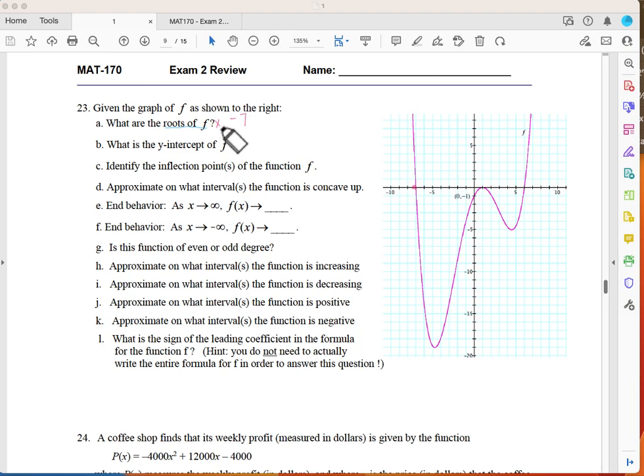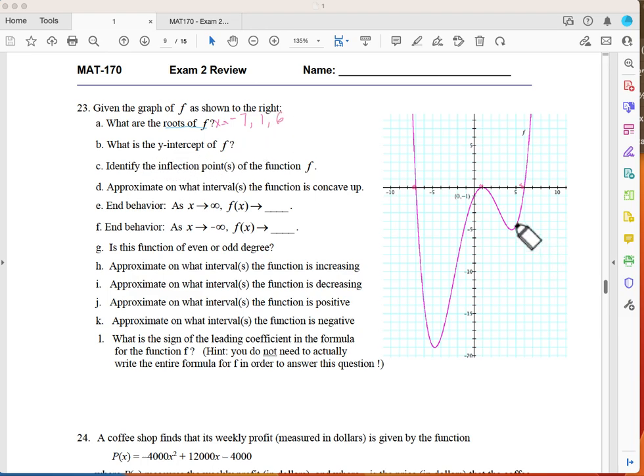These will all be x equals, right? When x is negative 7. We get another one here at 1. And then another one here at positive 6. So that's where it crosses the x-axis.